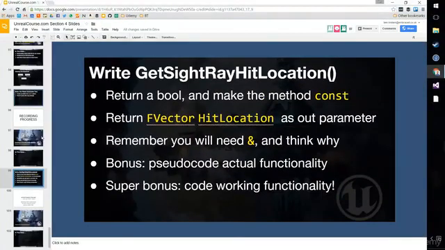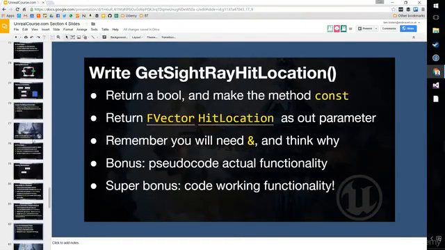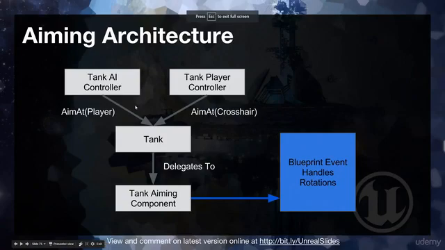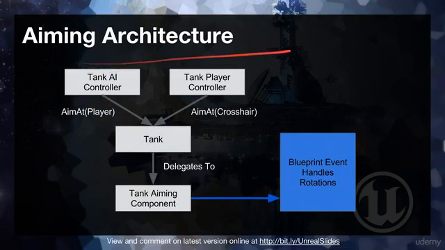Before we go, let's just remind ourselves what that whole aiming architecture was. I'll go through the slides and show you that one. Remember that what we're trying to do here ultimately is we're trying to have a tank. Oops, let me go back. A tank possessed by either an AI or a player. The AI was going to tell it where to aim, or the player is going to tell it where to aim. Actually, it's the same AimAt method. And then that tank will delegate out the aiming to an aiming component, which we haven't made yet, which will finally tell the blueprint to do some actual rotations of turret and barrel, respectively.